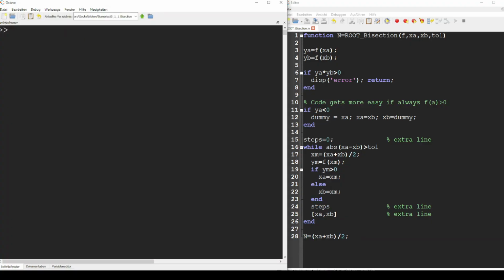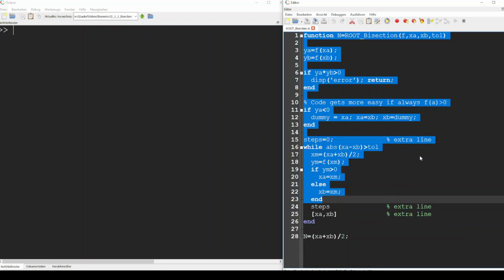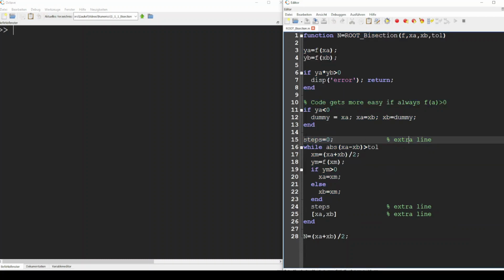Okay, what will we do now? We will run that code. I inserted some extra lines: this one counts steps, and I print the number of steps we did so far, and I print the interval we are working with at the moment. So let's call that function, and let's illustrate with our function from the last video with the rope around the Earth. There we had an R.